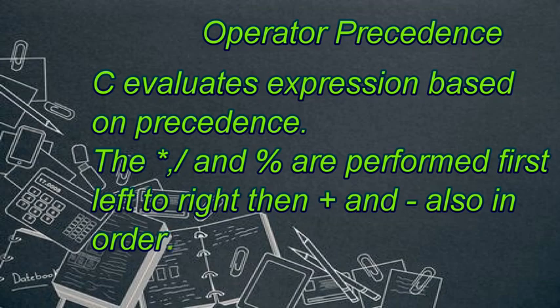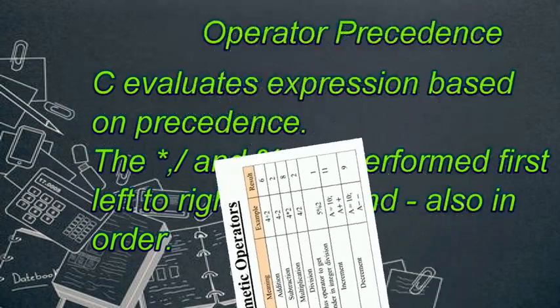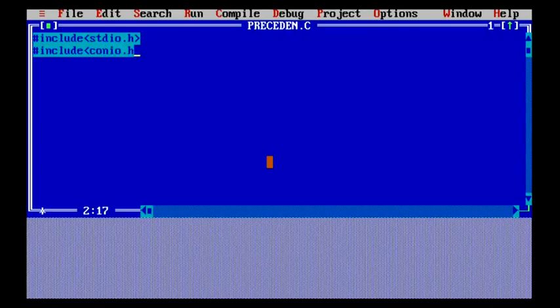Whenever we are using operators in a programming language, say in the C language, it is based upon some precedence rules. When I'm talking about precedence rules, it means that first of all some things will be executed and after that the other things will be executed. So let us understand this with the help of an example.